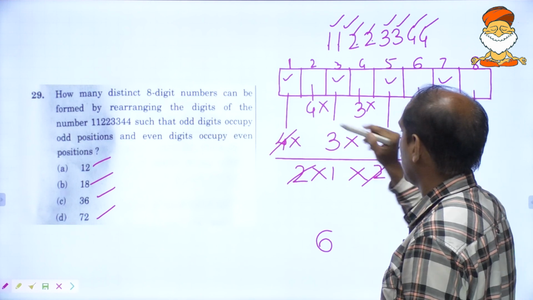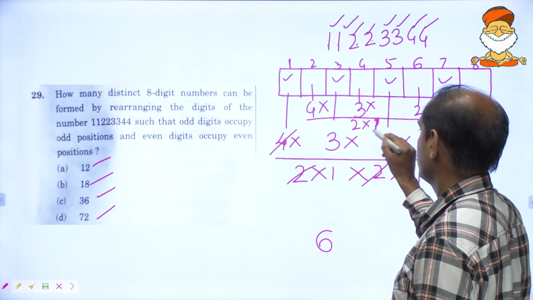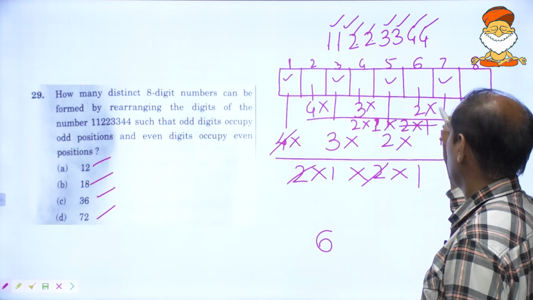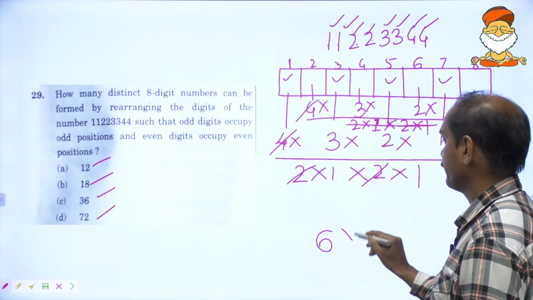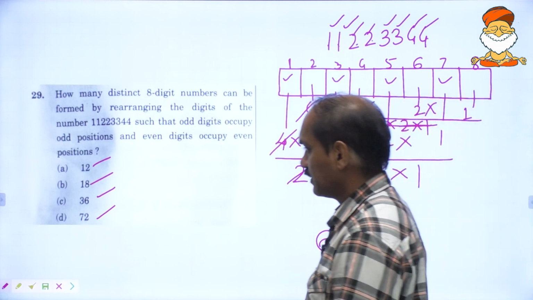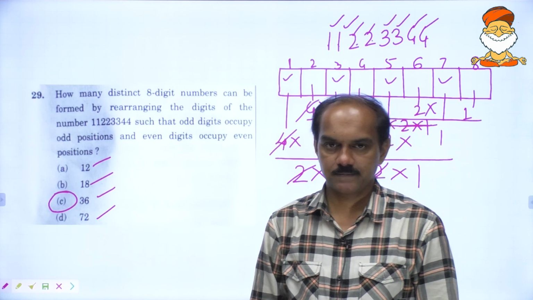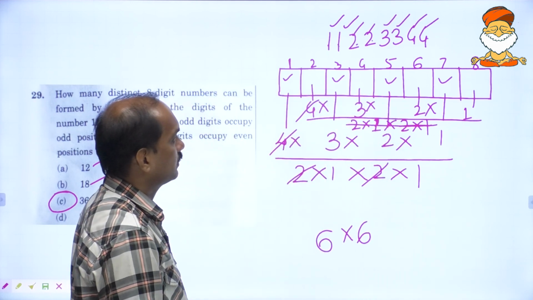Again, 2 is repeated 2 times. Repetitions all will come down, 2 into 1. 4 is repeated 2 times, 2 into 1. 2, 1, 2, 1 will get cancelled. Otherwise, 2 2s are 4, 4 will get cancelled. 3 2s are 6. So, 6 into 6, the final answer is the third option, 36. 6 into 6, 36. This is a very simple problem.